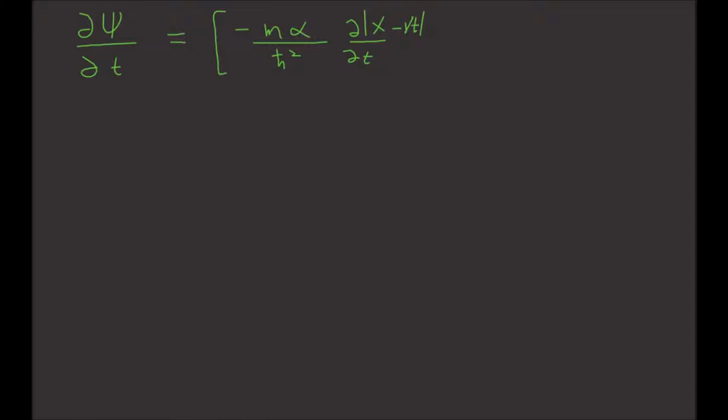And what else do we have? This is times minus i times E plus m v squared over 2, divided by h bar, times psi. So let's here on the side take a look at this piece.